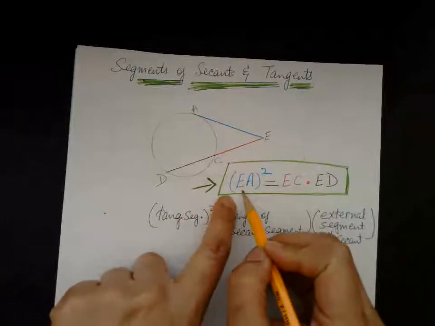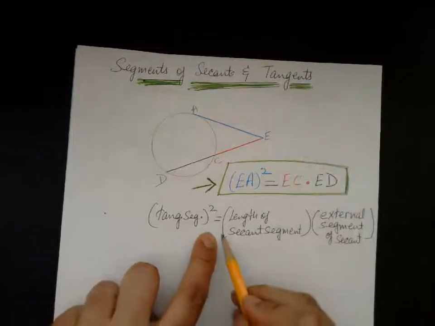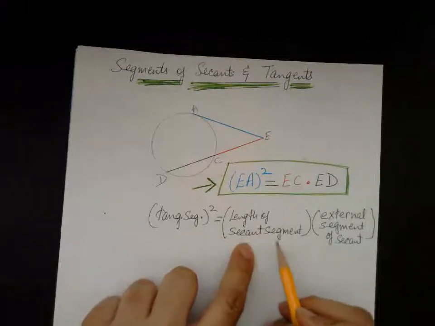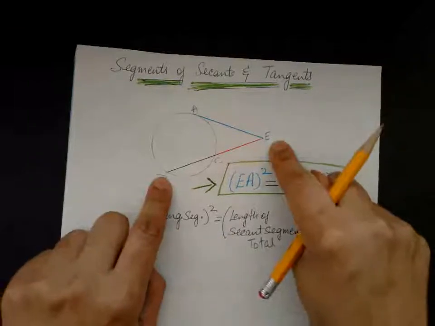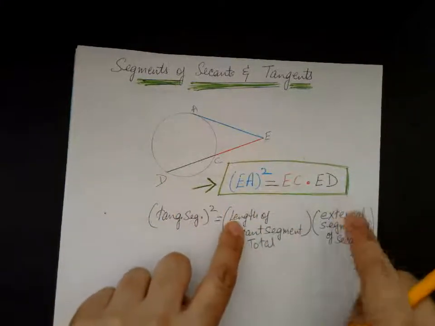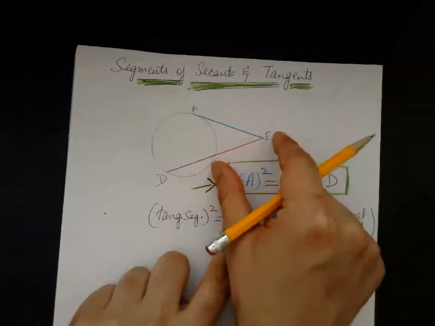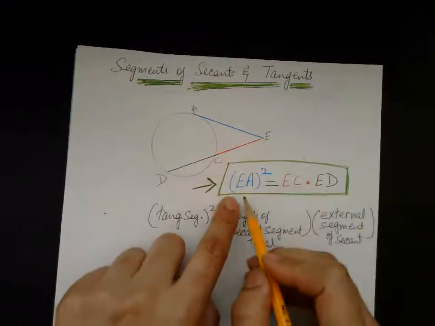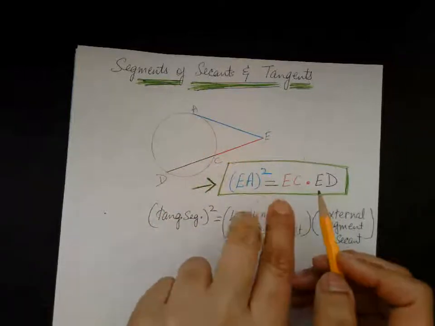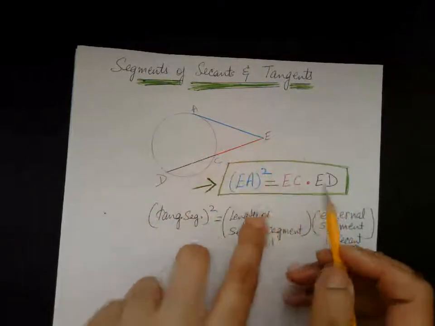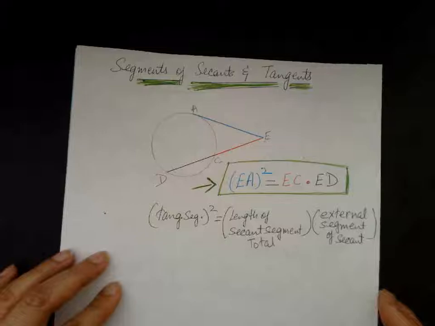So tangent segment squared, if we square the tangent segment, it will be equal to length of the secant segment, that means the total length, which is nothing but ED, times external segment of secant. External segment is CE. So EA squared, which is tangent squared, is equal to external part of secant times the total secant segment. Let's apply this in one of the problems.